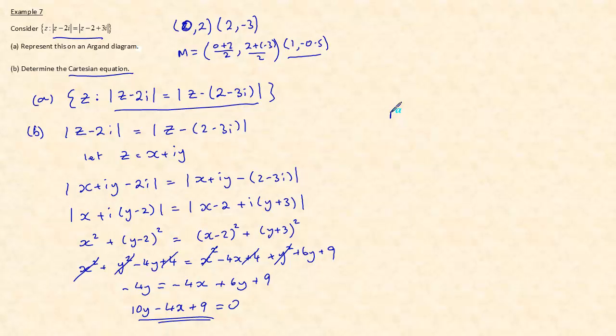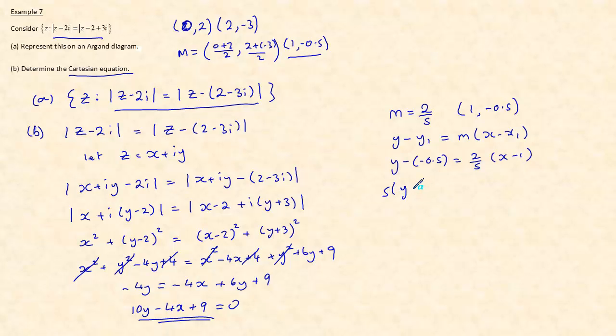Now an alternative is that we worked out that the gradient of our line was 2/5 and that it went through 1, negative 0.5. So we could just use y minus y1 is equal to m times x minus x1. So y take away negative 0.5 is 2/5 of x take away 1. Bring the 5 up here. 5 into y plus 0.5 is equal to 2x minus 1. So 5y add 2.5 is equal to 2x minus 2.